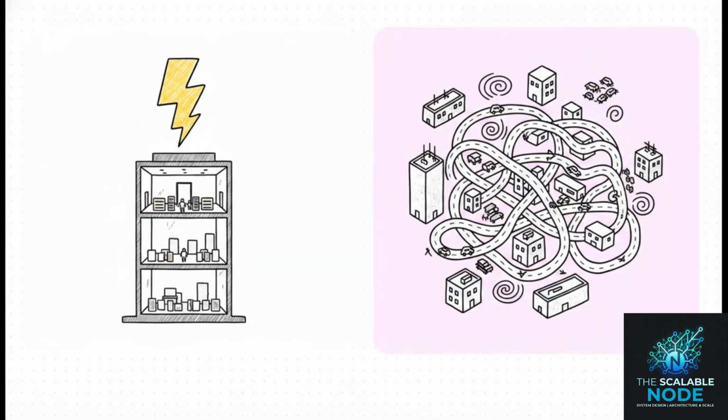Think about it. In the old skyscraper, services talked using blazing fast in-memory function calls. But now, they have to communicate across a sprawling campus. That requires complex API highway systems, which introduces network latency, potential packet loss, and just immense architectural complexity.